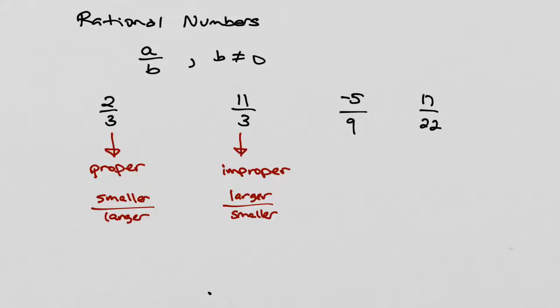So if you look at -5 over 9, if you ignore the minus sign, it's not too important in terms of proper or improper. Just look at the numbers themselves. You have a 5 up top and a 9 down below, so that's a proper fraction. And 17 over 22, since you have the bigger number in the denominator and the smaller number in the numerator, that's called a proper rational number as well.